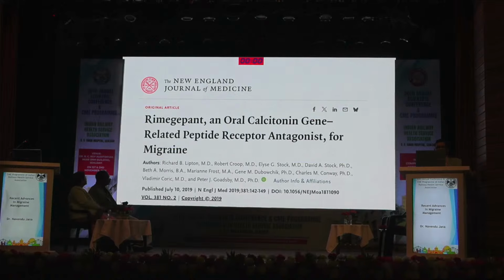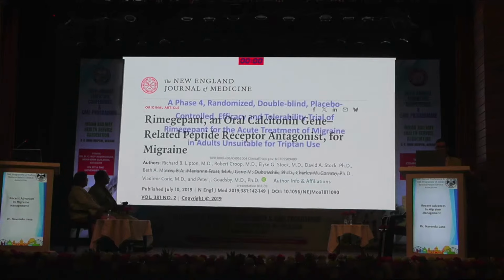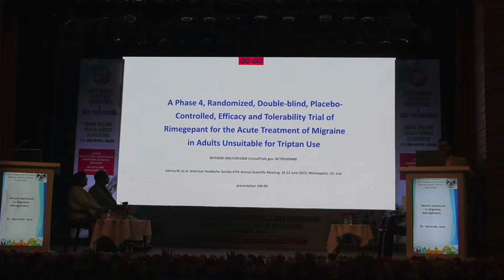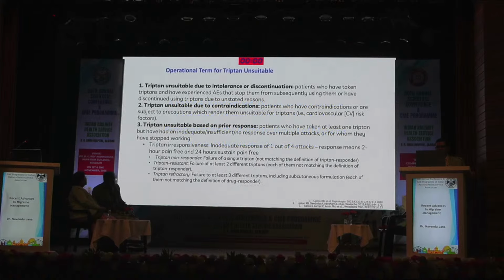These are the studies. This was published in the New England Journal of Medicine in 2019, where it was compared with a placebo. Then in 2025, this is a phase 4 double-blind placebo trial, which says that where you have triptan intolerability, you can use rimegepant. These are the operational terms for triptan unsuitability.